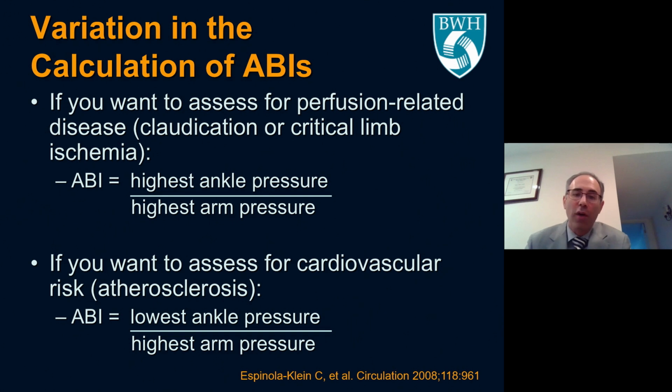Now, if you want to assess for cardiovascular risk and you want to be very sensitive, then you're going to take the worst number that you get from that limb. So if it's the posterior tibial, that's the lowest pressure, you're going to use that one. And that's going to give you the best sensitivity for answering the question, yes, there's peripheral artery disease, and yes, they have atherosclerosis and an increased cardiovascular risk.